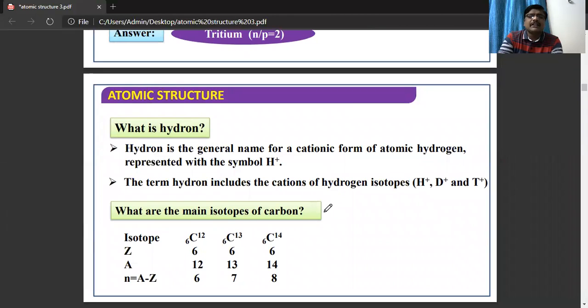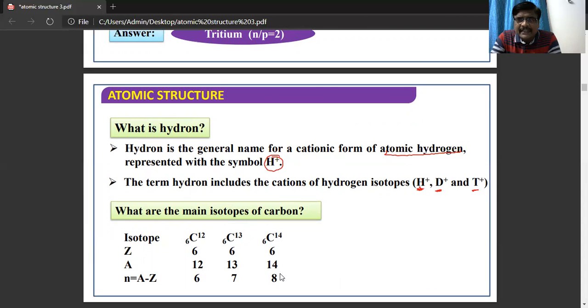Next, what is hydron? Hydron is the name given to the cationic form of atomic hydrogen, the H plus ion. The hydron includes the cations of hydrogen: H plus for normal hydrogen, D plus for deuterium, and T plus for tritium.